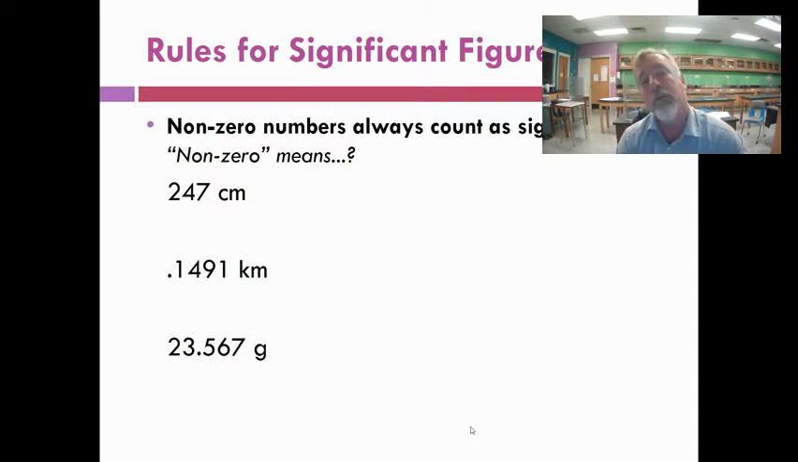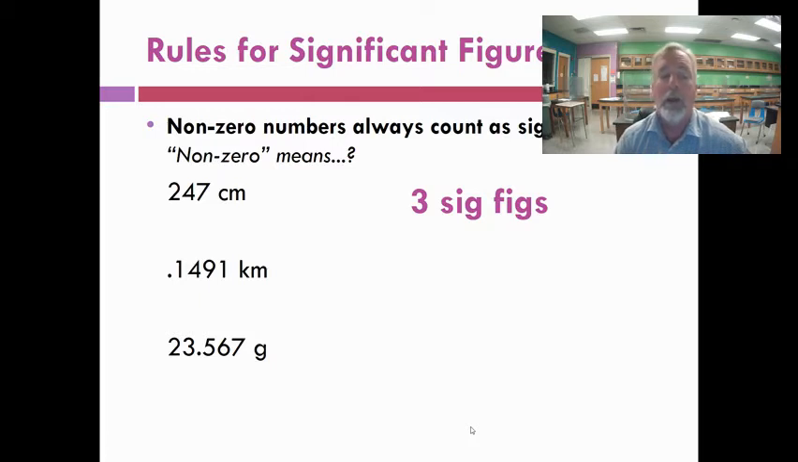Let's go look at this. 247 centimeters. There's not a 0 in there. So this must have been something we were able to read. We could read all those numbers. So this ruler or this instrument probably went down to tens of centimeters, and we estimated that next digit, that units, that ones of centimeters. So 247 centimeters, all 3 are non-zero. All 3 of them will be significant. How about the next number?